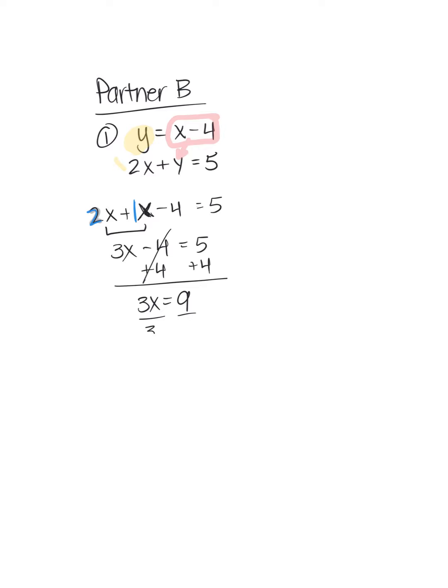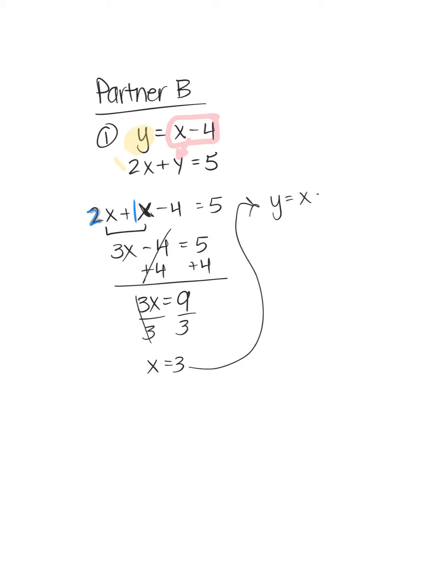Use the multiplicative inverse, divide by 3. We get x is 3. But we're only halfway there. Let's come back up here. We're going to figure out what y is. I'm going to use the first equation. That one looks a little easier for me.